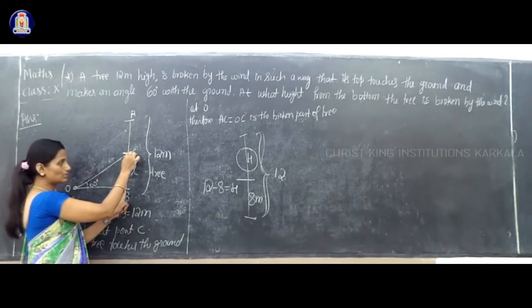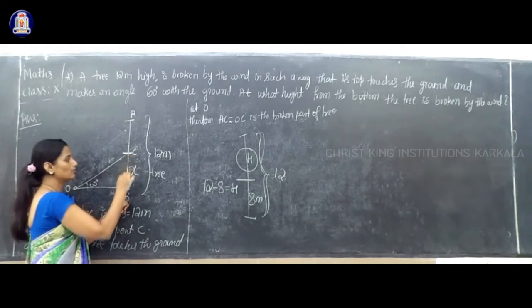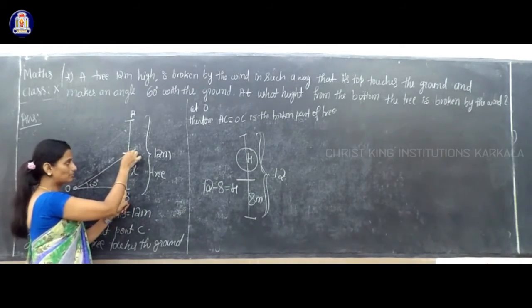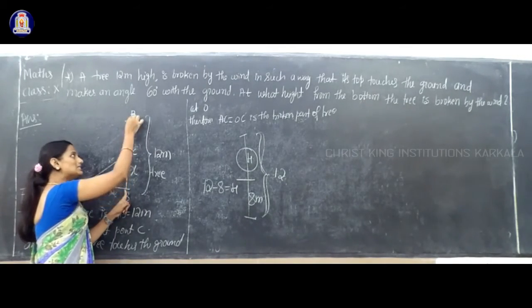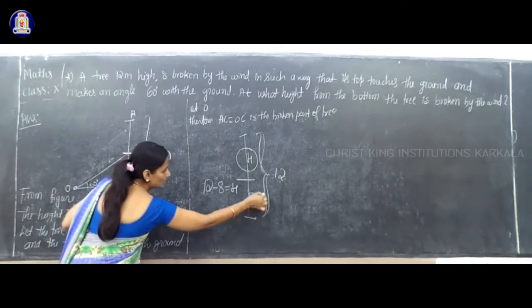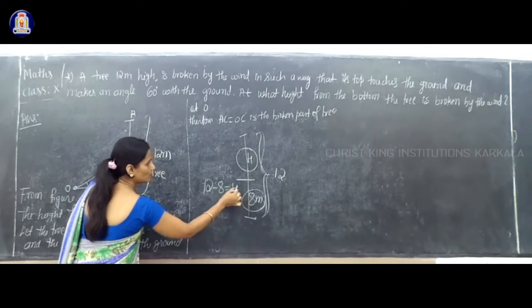In that I took this as x because x is unknown, that is the height of the tree from the bottom. Correct now? At what it is broken, so that is x. So now what is your AC? AC. So total is 12. In that if it is given, so what is the remaining? Total minus given is remaining.